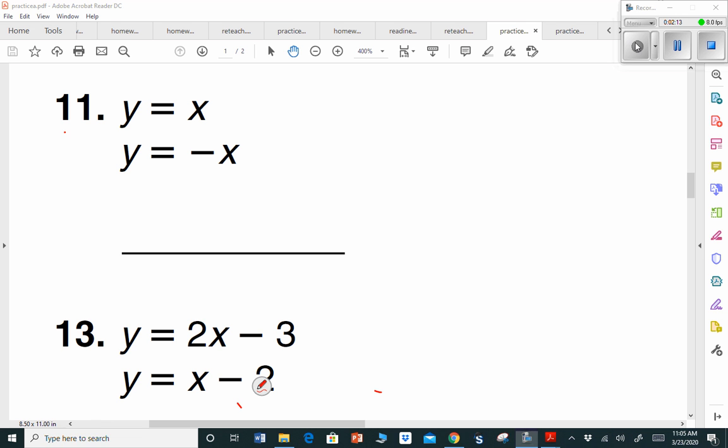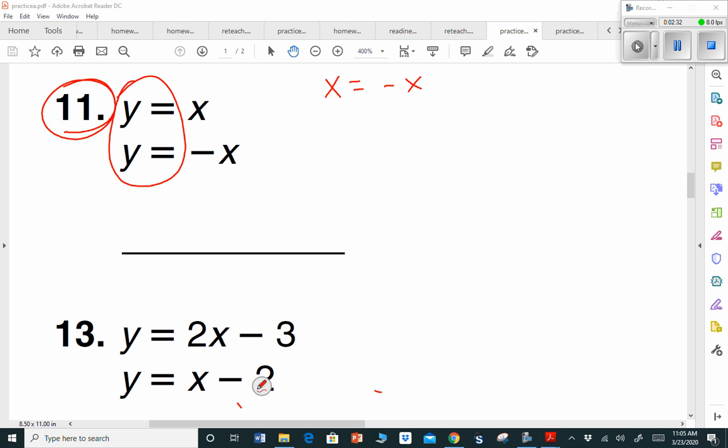Okay, number 11 is kind of an odd problem. I just want to show it to you. I'm not sure you'll get anything that looks quite like this on your homework. Again, we've got both equations set equal to y, so we can set the other sides equal to each other.